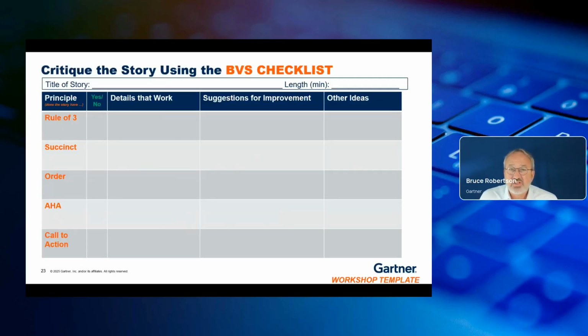Now, one thing we've used is a checklist like this, where when you have somebody that's reviewing your story, you can put these principles out there that we were talking about earlier and say, did this example show you that the rule of three was followed? What details worked? What suggestions do you have for improvement? Any other ideas? So what we're trying to do is to make storytelling be something you do as a group, as a team, or at least when you get one person to listen to your story or look at your storyboard, they can give you some useful feedback.